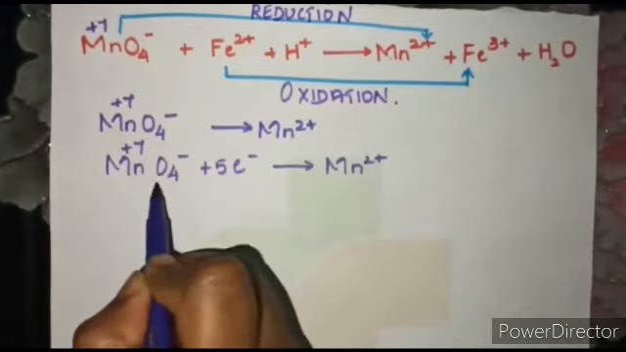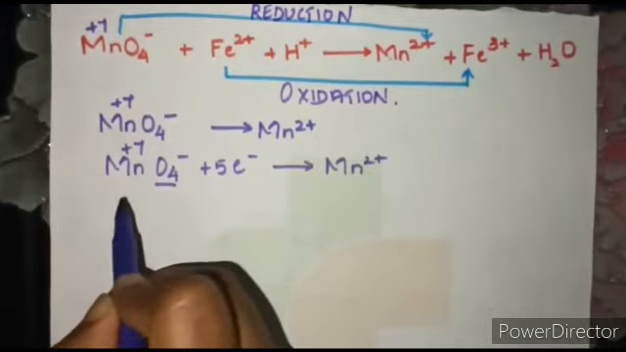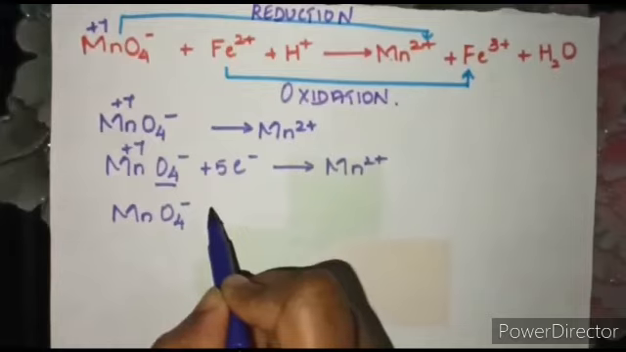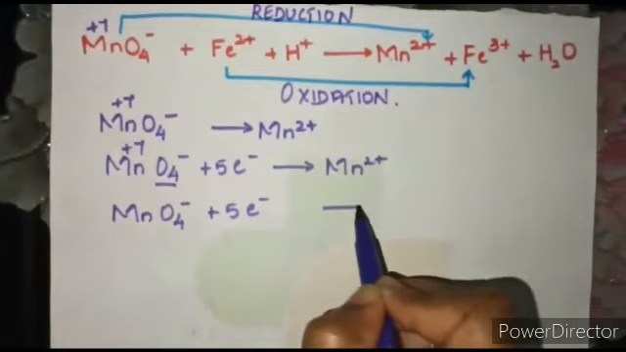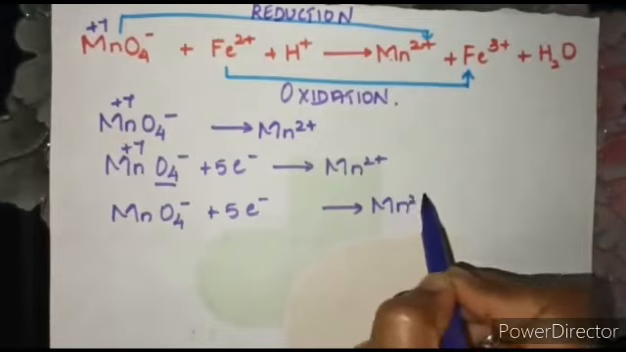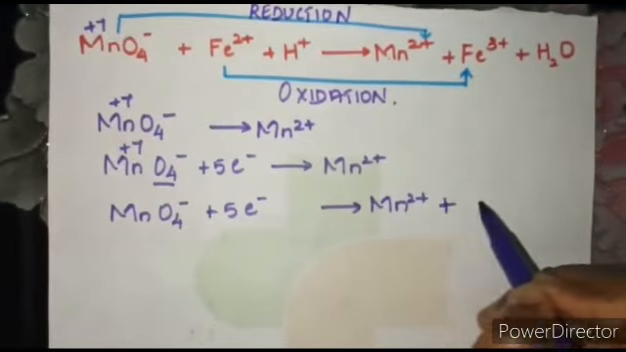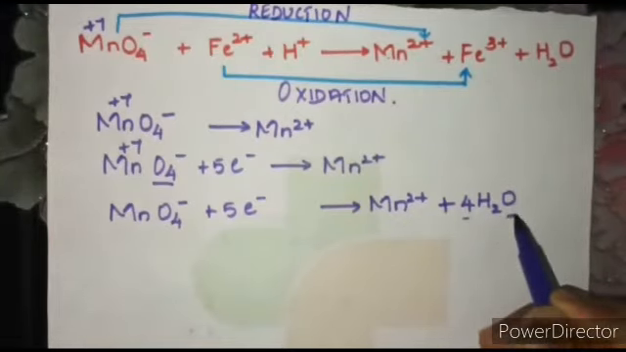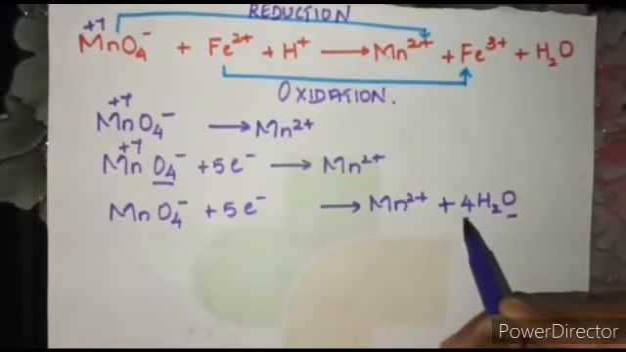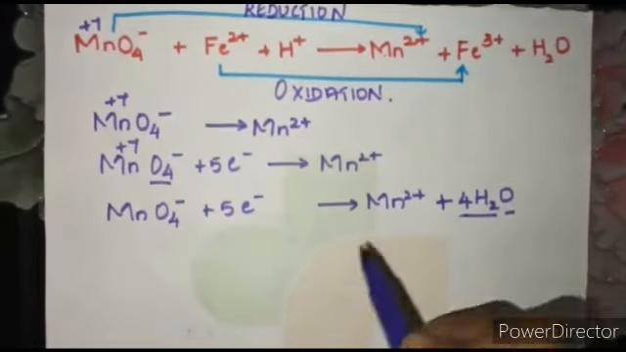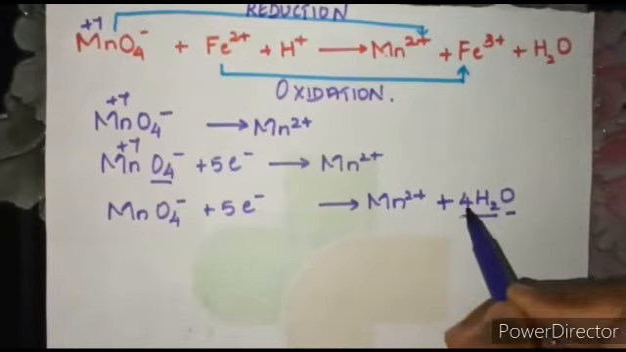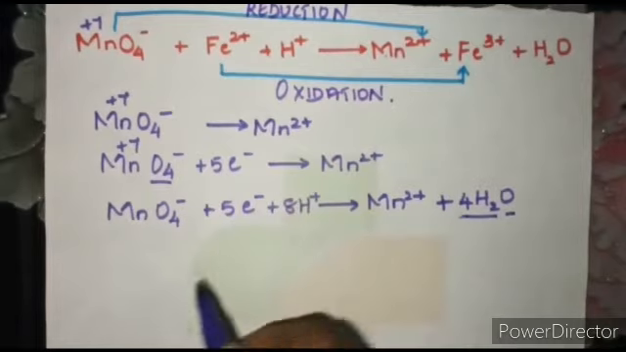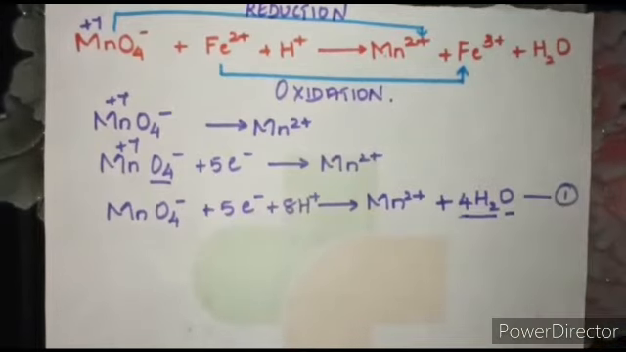Now as said before, we need to balance the number of oxygens. Hence we write MnO4- plus 5 electrons leading to Mn2+ plus 4H2O. Oxygen, 4 oxygens, it has been balanced, but the H+ ions are not balanced. Henceforth 4 into 2 will be 8. So plus 8H+. This will be equation number 1.